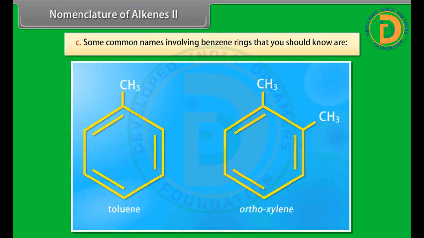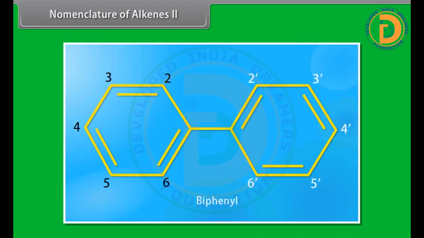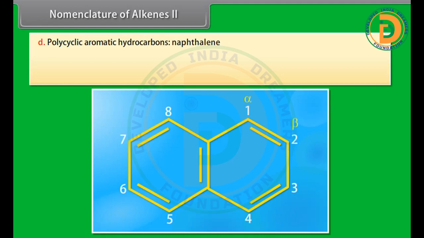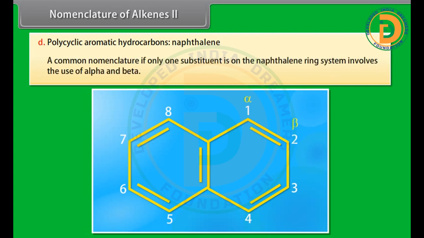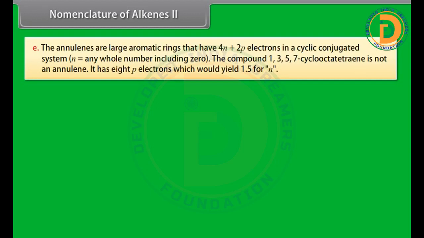Nomenclature of alkenes 2. C. Some common names involving benzene rings that you should know are toluene and ortho-xylene. Biphenyl. Notice the numbering convention for this compound. D. Polycyclic aromatic hydrocarbons that you should know are naphthalene. A common nomenclature if only one substituent is on the naphthalene ring system involves the use of alpha and beta. E. The annulenes are large aromatic rings that have 4n plus 2 pi electrons in a cyclic conjugated system. That is, n is equal to any whole number including 0.